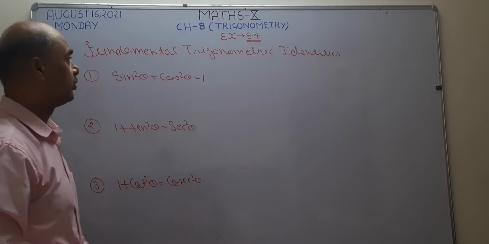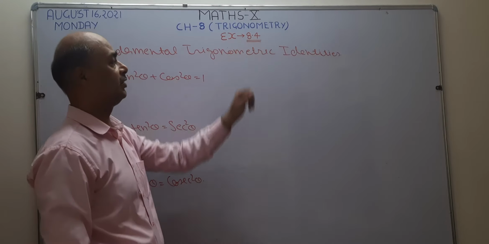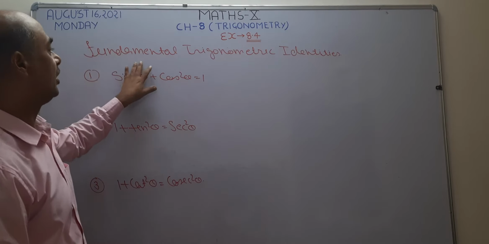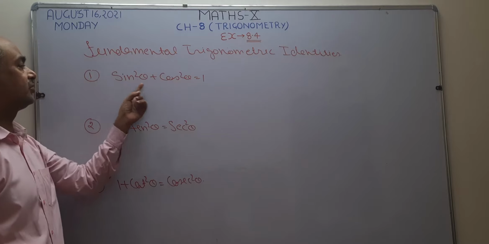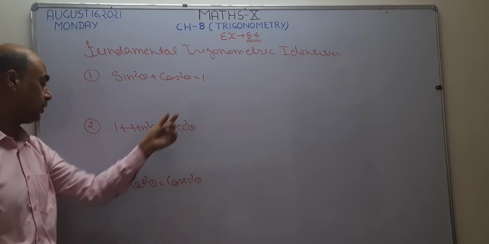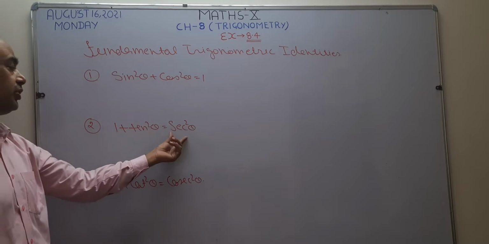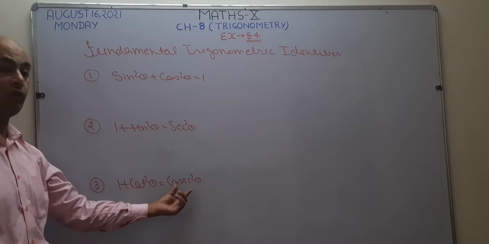Hello students, today we are going to start exercise 8.4. Before starting this exercise, I want to discuss fundamental trigonometric identities. There are three identities. Number one, sin square theta plus cos square theta equal to 1. Second, 1 plus tan square theta equal to secant square theta, and 1 plus cot square theta equal to cosec square theta.